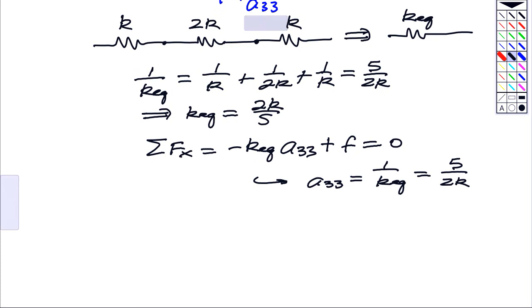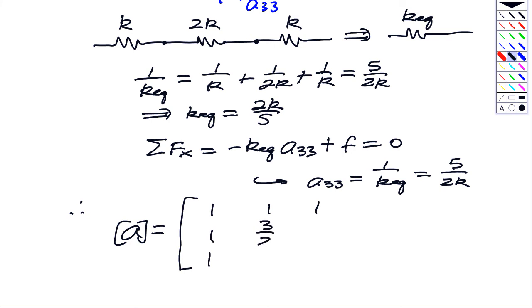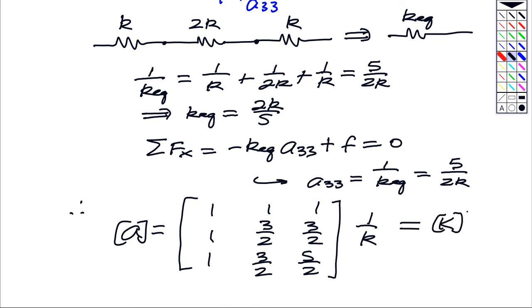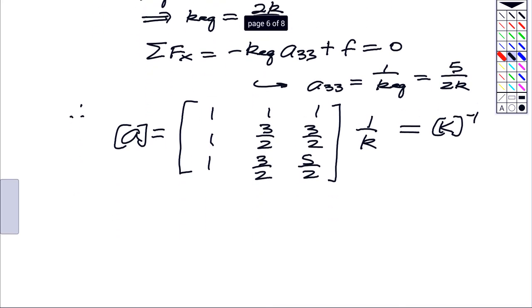So therefore, A is equal to 1, 1, 1 across like this, 3 halves, 3 halves, 3 halves, and then 5 over 2 there in the 3, 3 position, times 1 over K. And we know that that's the inverse of the stiffness. Let's check. This is one where we can actually check our work.